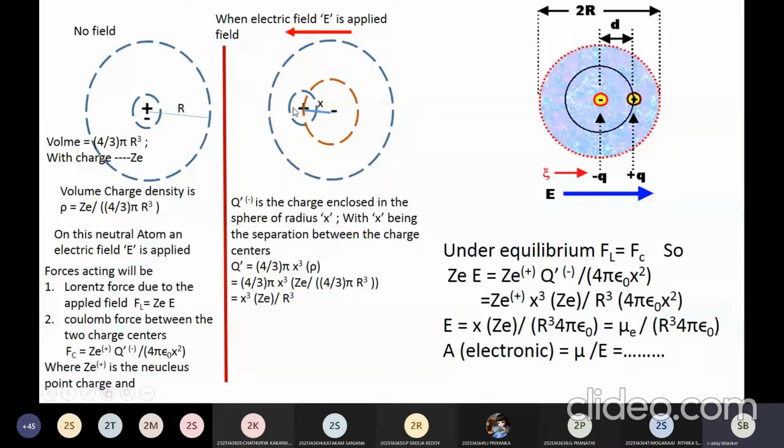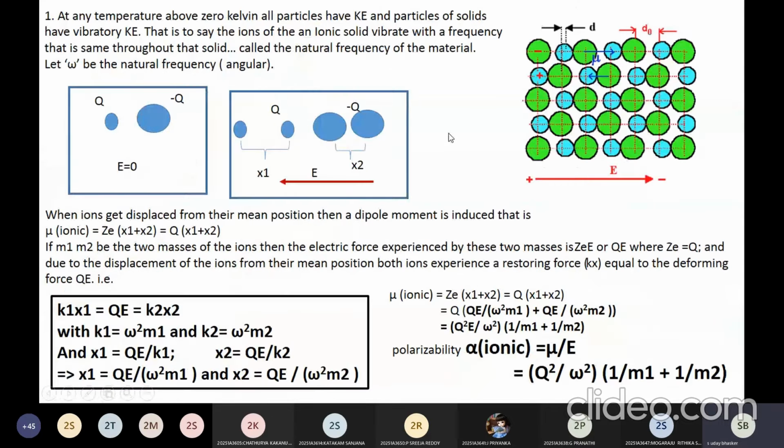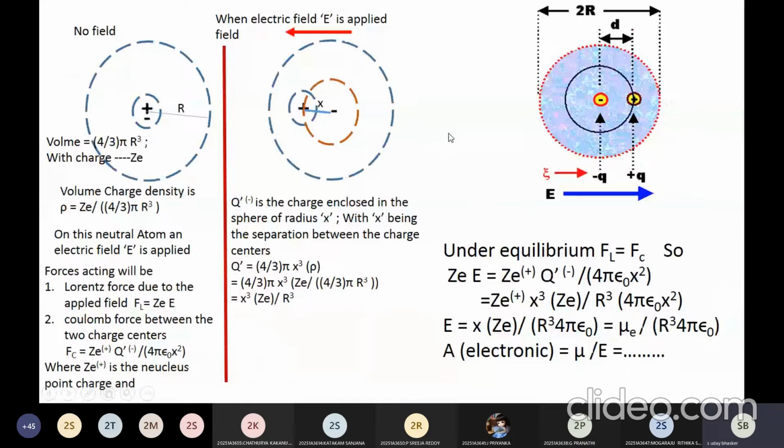Now, will the separation go on? No, they stop. When do they stop? When they reach equilibrium. So when they reach equilibrium, Lorentz force is equal to the Coulomb force.